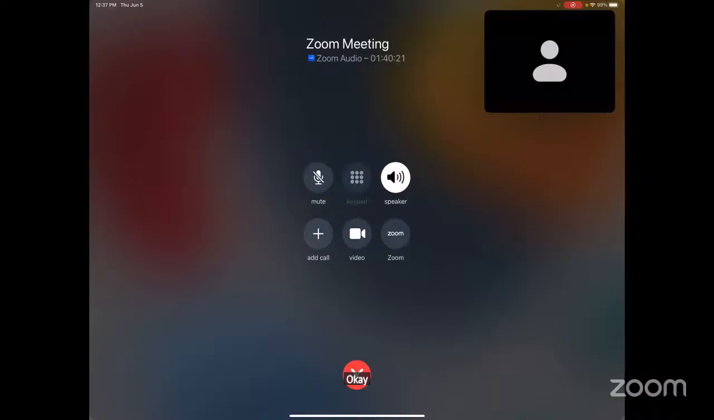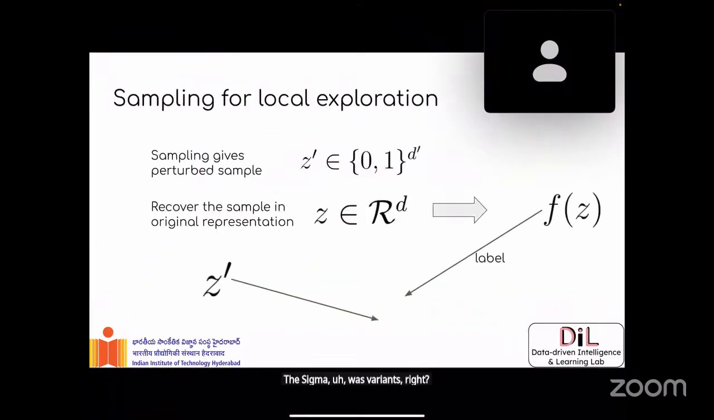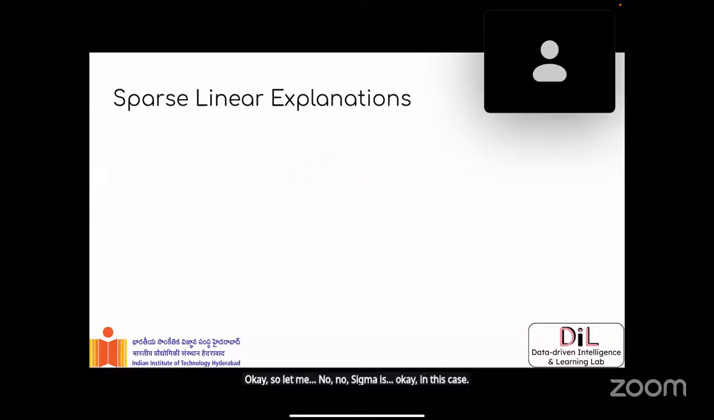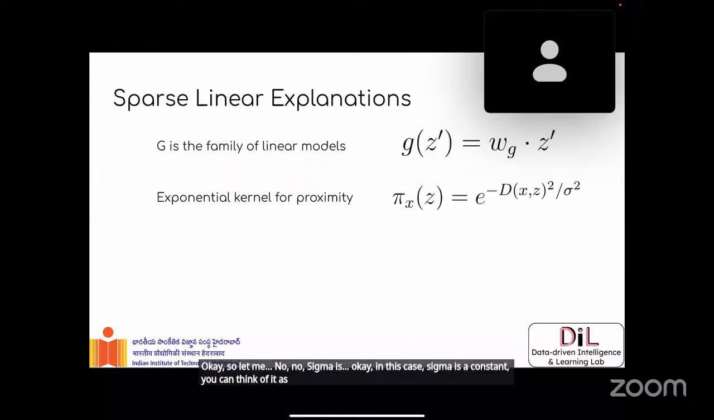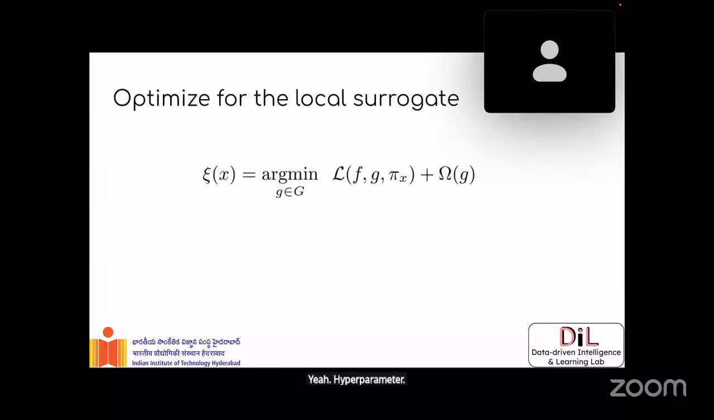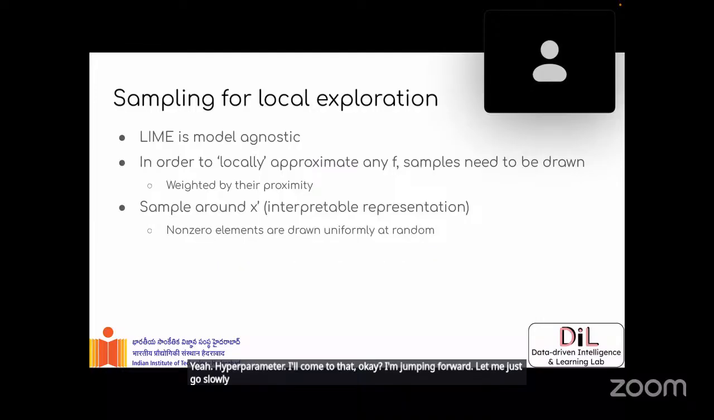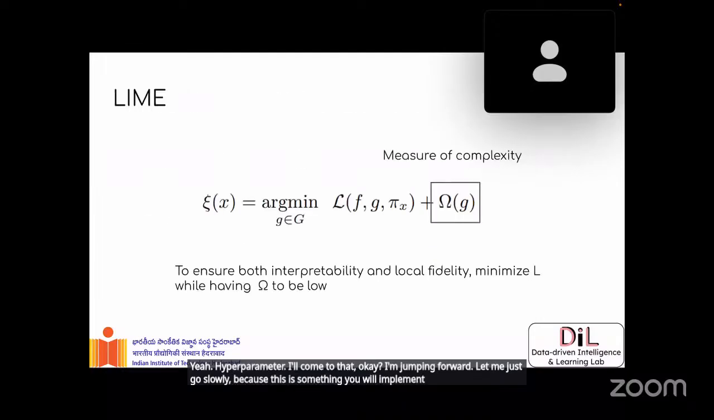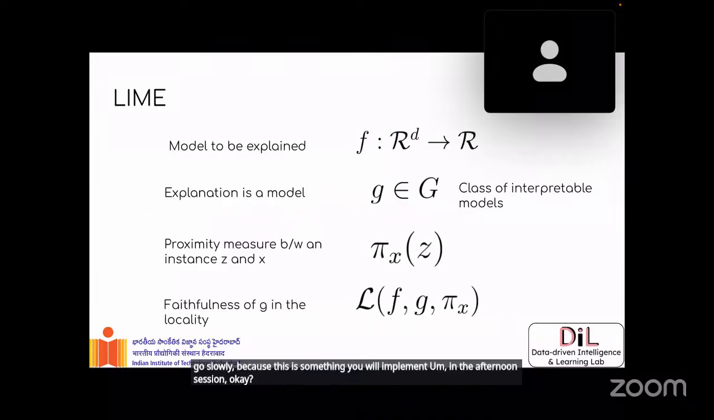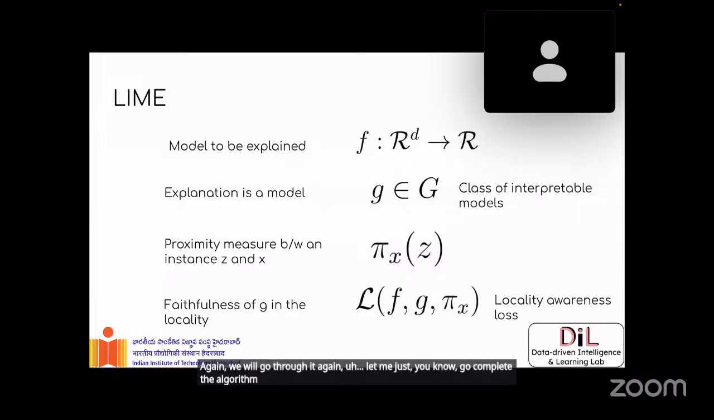So the sigma was variance, right? No, in this case, sigma is a constant. You can think of it as a variance, but it's a simple constant. A hyperparameter. I'll come to that. I'm jumping forward. Let me go slowly, because this is something you will implement in the afternoon session. We will go through it again. Let me complete the algorithm, and we will discuss it in case you have any doubts.